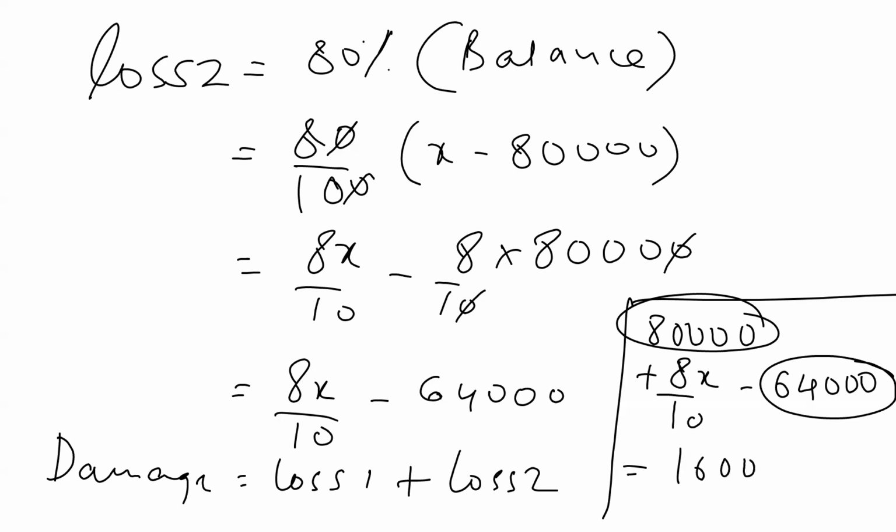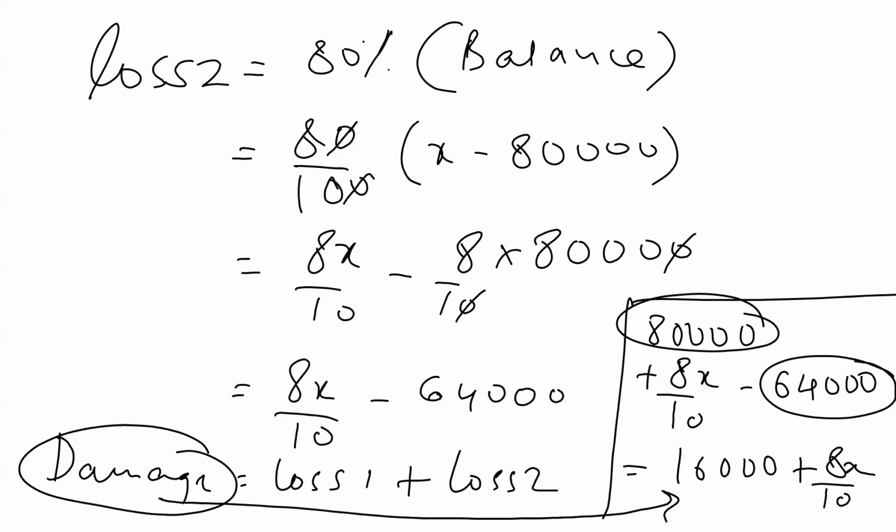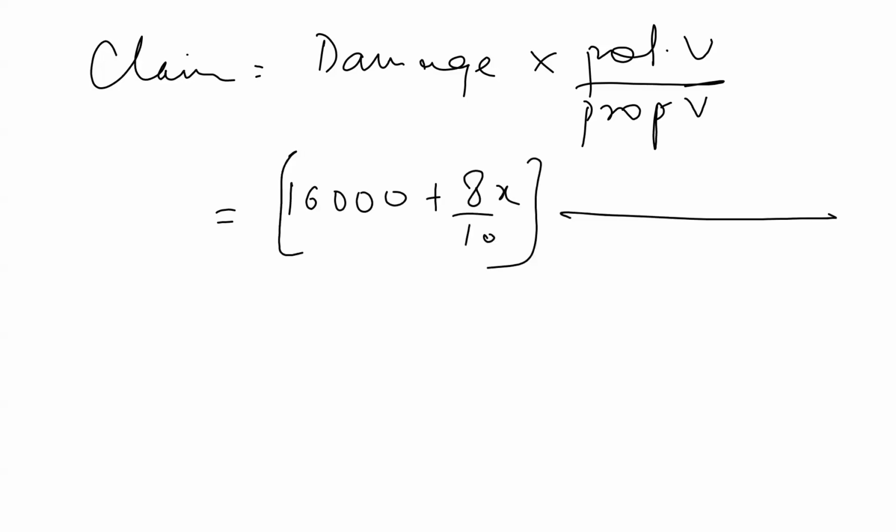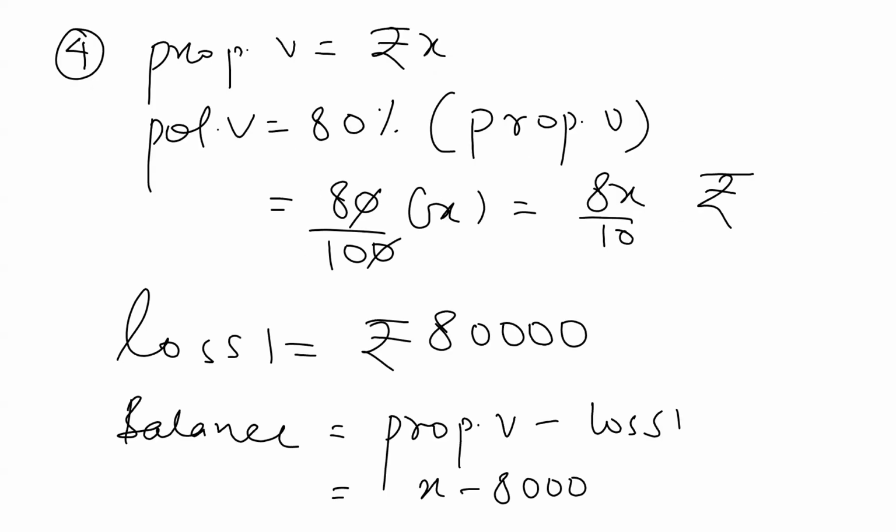16,000 plus 8x by 10. So this is the total damage in terms of rupees. Now once we get the damage, the customer is entitled to claim it. So claim is equal to damage into policy value upon property value. The damage we have calculated is 16,000 plus 8x by 10. Property value is X. Policy value, as you can see from the solution, is 8x by 10.